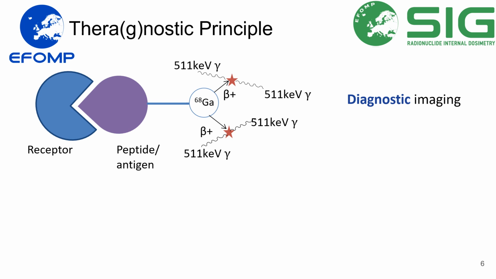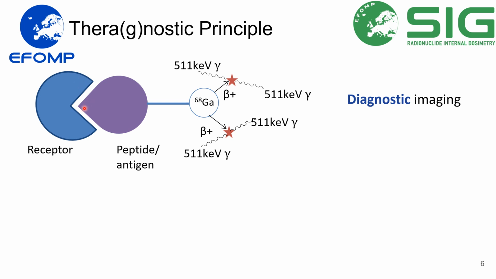Now, let's talk about the diagnostics principle for a moment. What you see here, and I call that a little Pac-Man, like in the game Pac-Man, should represent a receptor on, let's say, a cancer cell. And depending on the cancer cell, this receptor is unique. And with that, you can differentiate between different forms of cancer, but also between healthy cells and cancer cells.